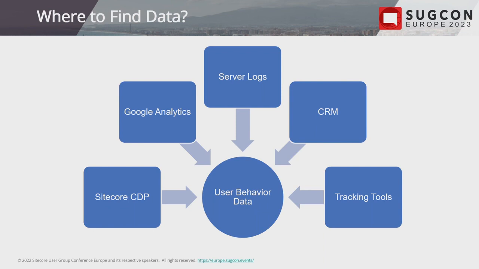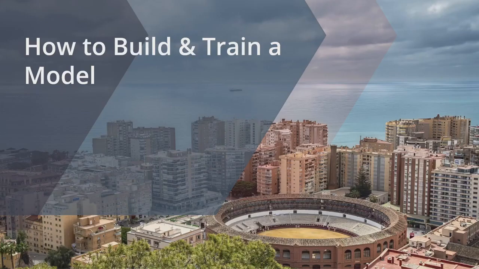So the sources of the data, first of all, Sitecore CDP is a great source for data. There are session data, user journey data, user interactions. Google Analytics, a lot of websites are using that. Even server logs, which actually log the access to the pages, right? CRM systems. And any tracking tool, basically, which can provide analytics data that we can use for training our model.